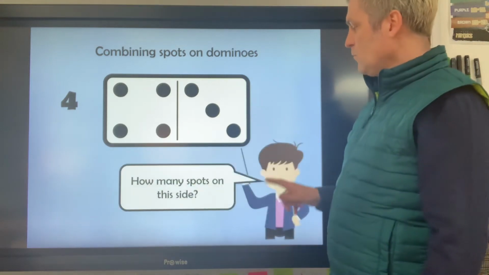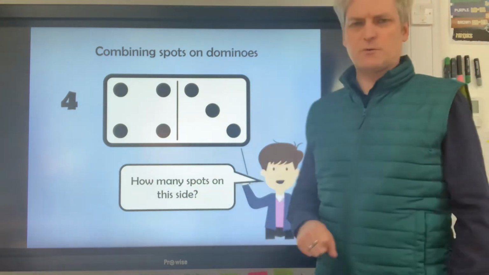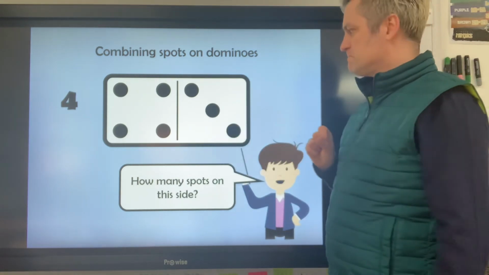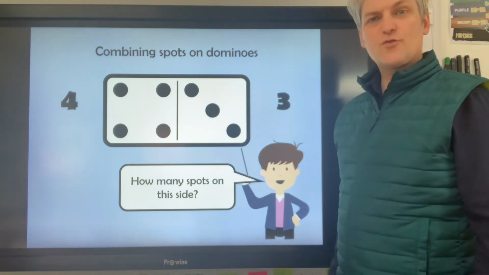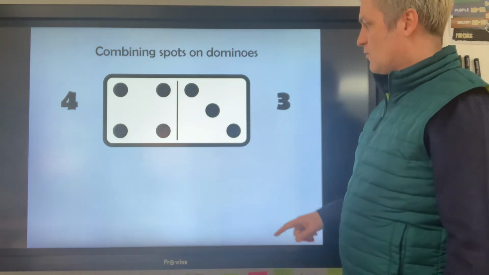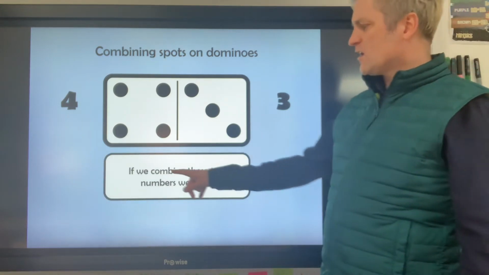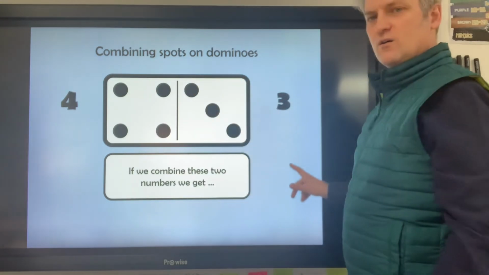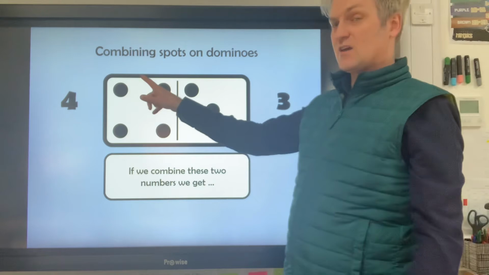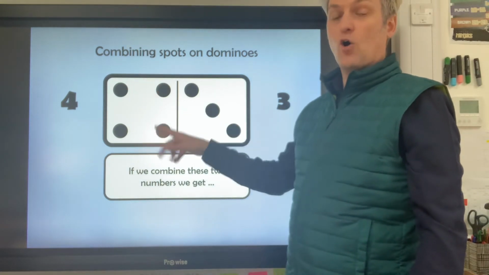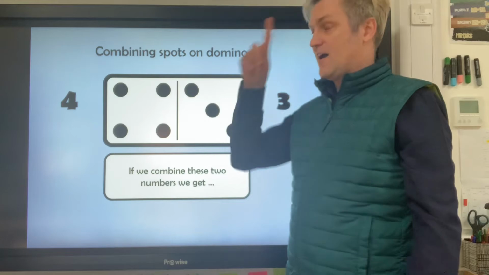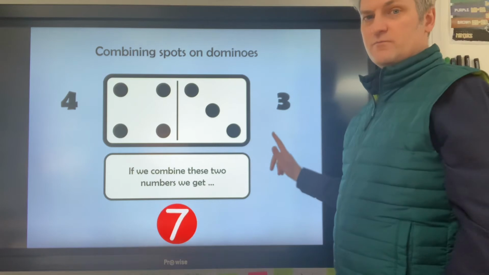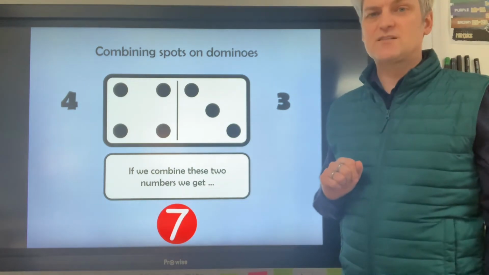Okay, now, he's back again, look, he said, how many spots are on this side? Do you recognise that pattern? How many are there? It's the number 3. Here we go. Now, I want you to have a little think. If we combine these 2 numbers, we put them all together, we can count them, 1, 2, 3, 4. Oh, we know it's 4, don't we? So we start with 4 in our head. 4, 5, 6, 7. Ooh. And there it is, the number 7.